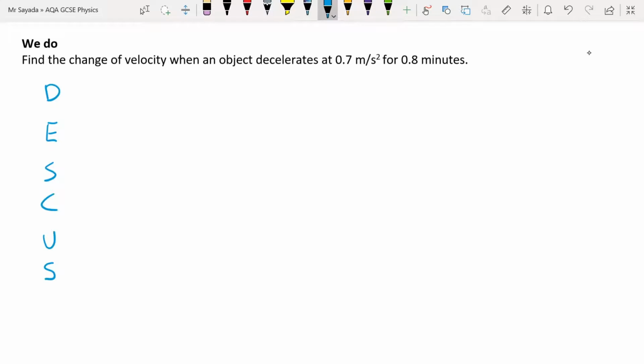The data we've been given is the acceleration, which is actually negative 0.7. Why do you think it's negative? It's negative because it's decelerating. What else have we been given in this question? We've also been given the time, and the time is 0.8 minutes.